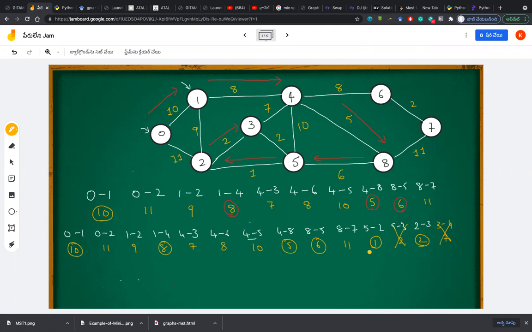Right? So among these things, which one is smaller? No, 4 to 3 is already there, of course. So this should be cancelled because it is forming a cycle. Even if you select this one, you can see this is forming a cycle. This is forming a triangle. So both 7 and 2 should be eliminated. So after eliminating this, among these things, which one is minimum? Tell me.